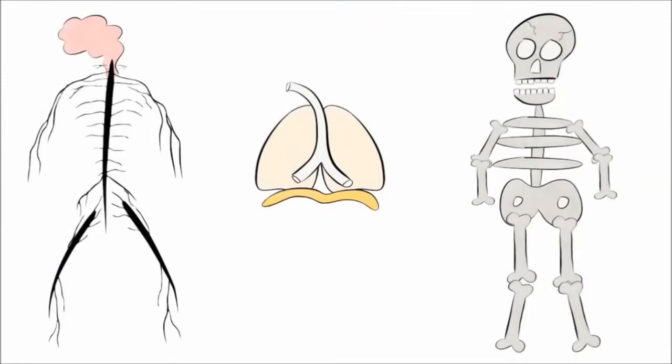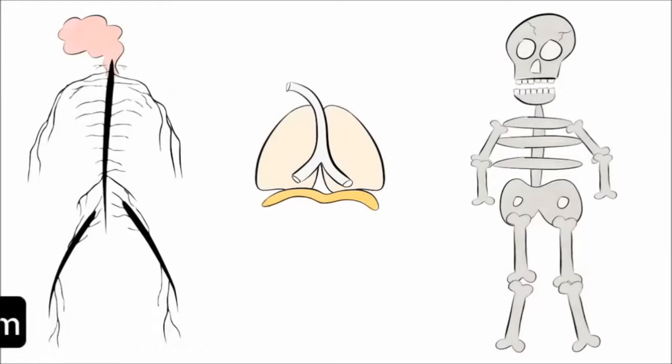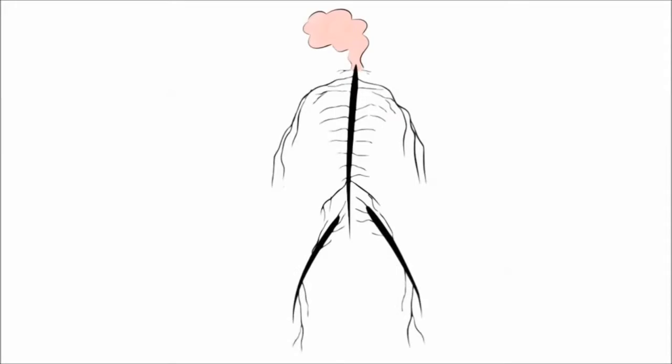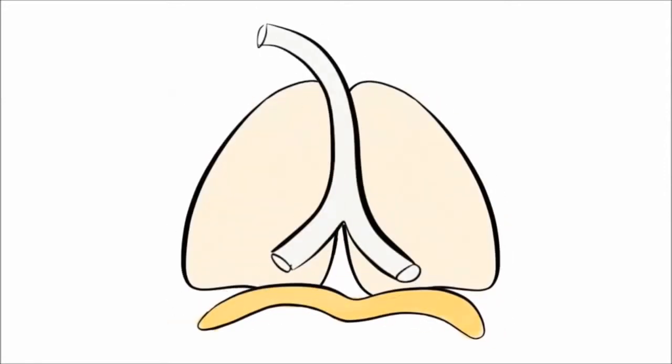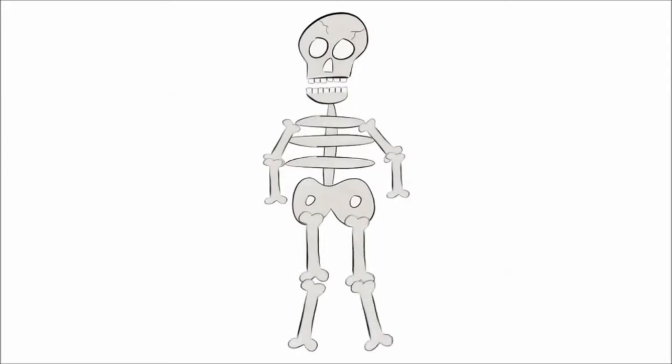An organ system is a collection of organs working together to perform jobs. Your brain is a part of the nervous system. Your brain, spinal cord, and nerves work together to collect and process information. Your lungs are a part of the respiratory system. Along with the diaphragm and others, they help you breathe. All of the bones in your body are a part of the skeletal system. Bones, cartilage, ligaments, and tendons give your body structure and support.